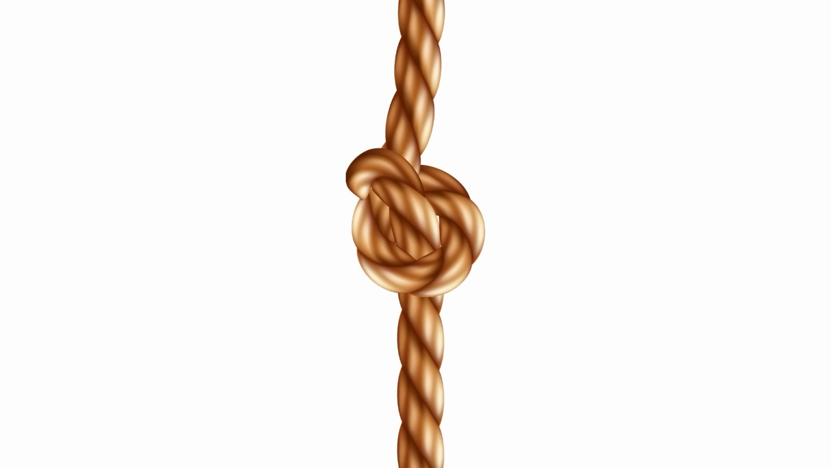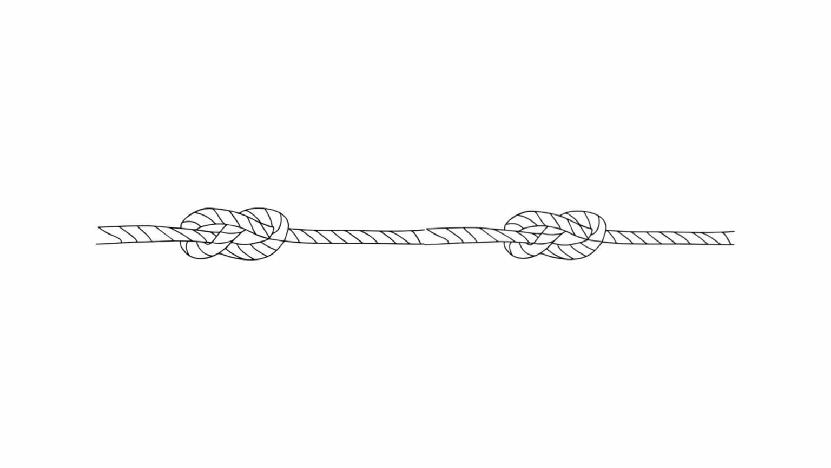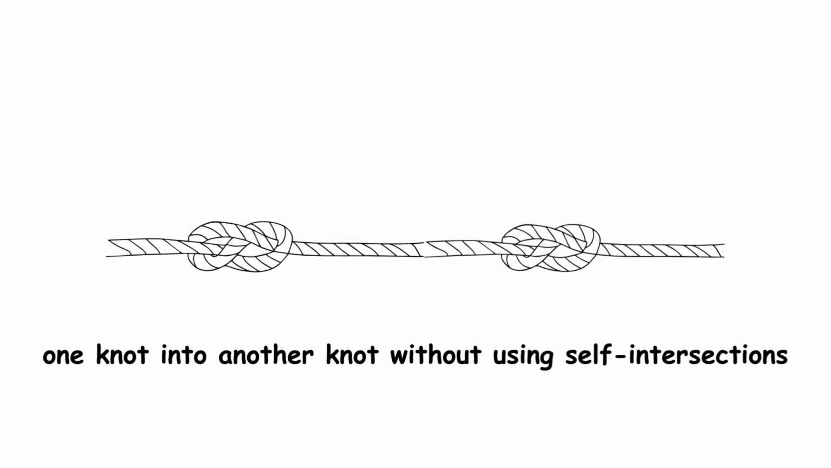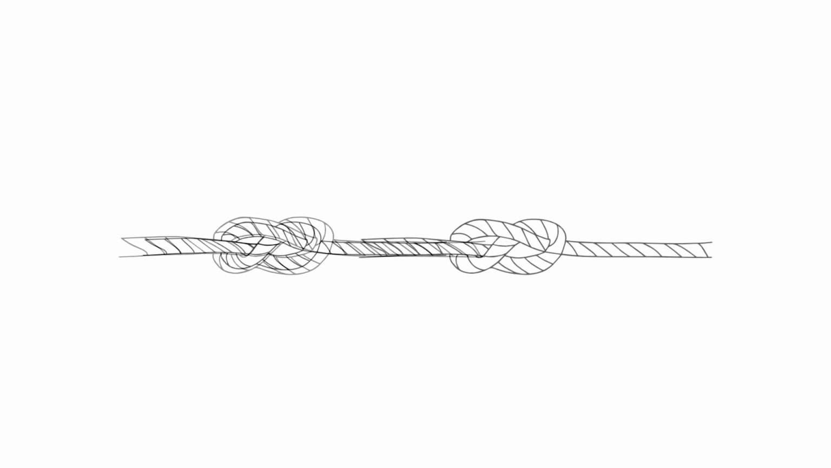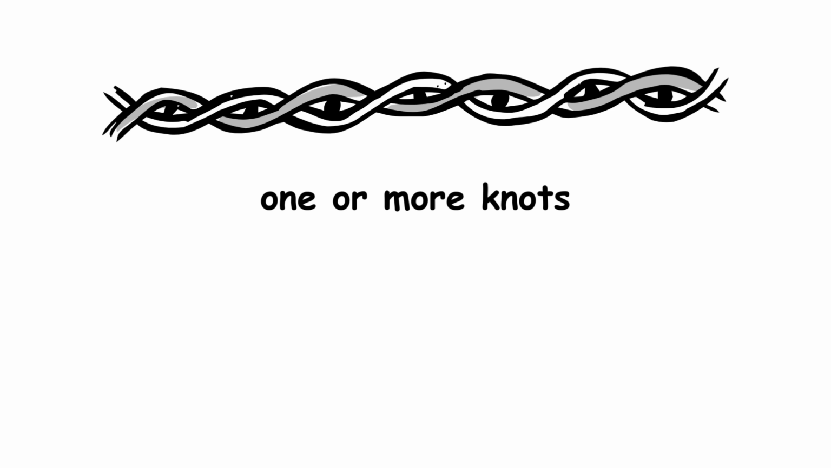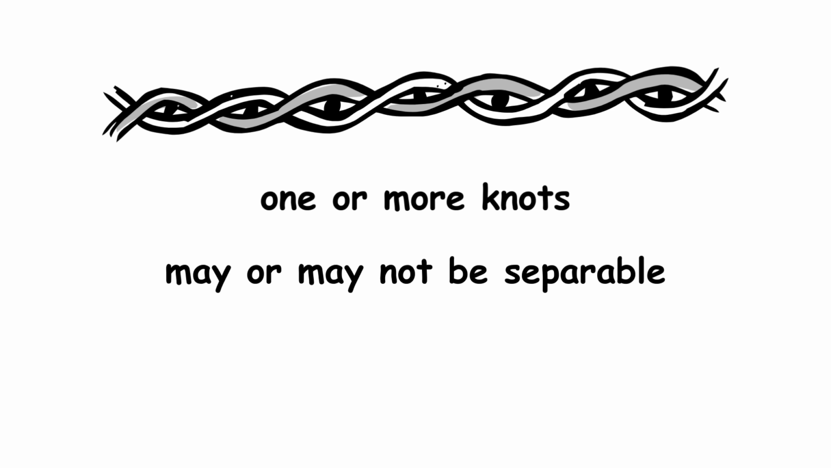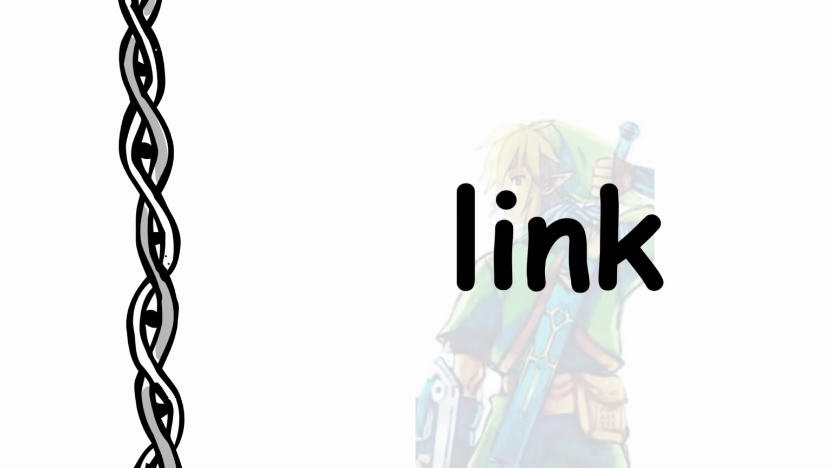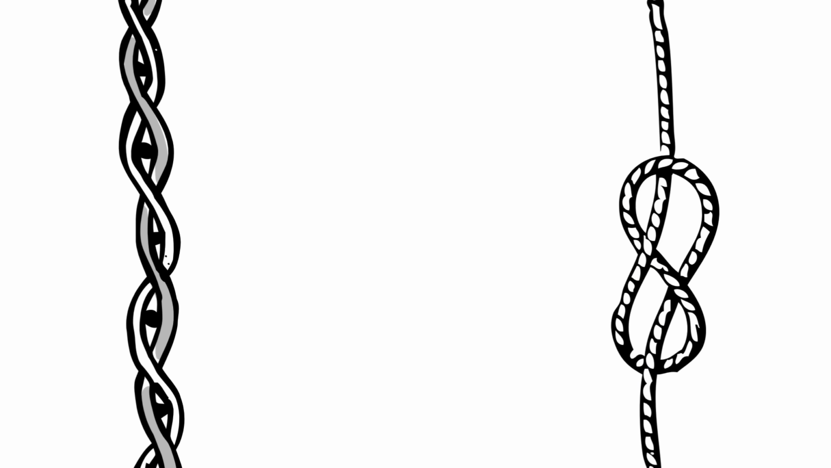Seifert surface. Take a long piece of rope and arrange it into whatever form you like, then glue together the two dangling ends. Mathematically, the resulting object is known as a knot. If you can stretch and squish one knot into another knot without using self-intersections, then the two knots are the same. If you take a combination of one or more knots, where these knots may or may not be separable, you get an object called a link. Knots and links are important objects of study in the mathematical field of knot theory.